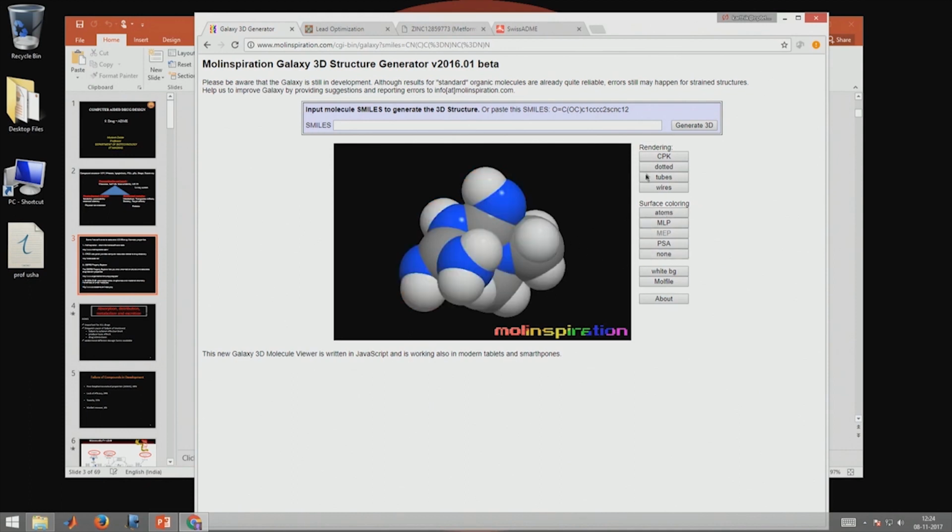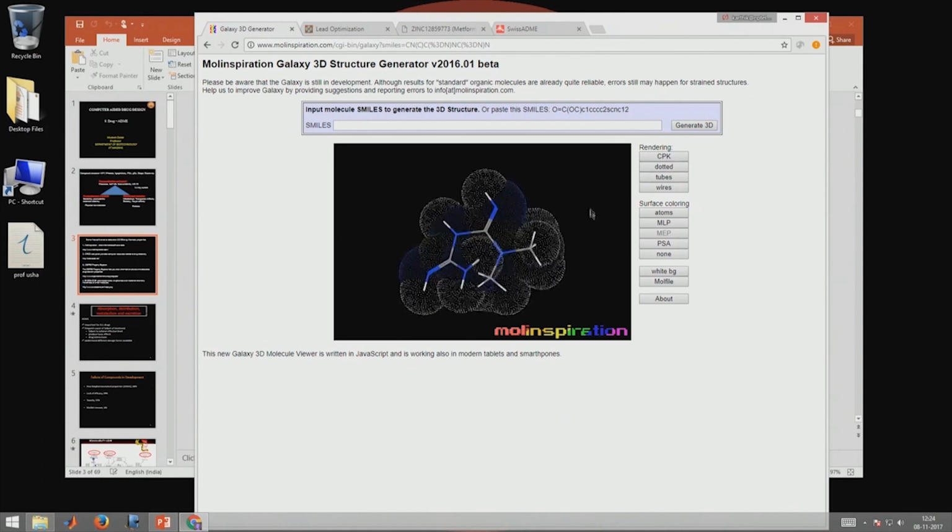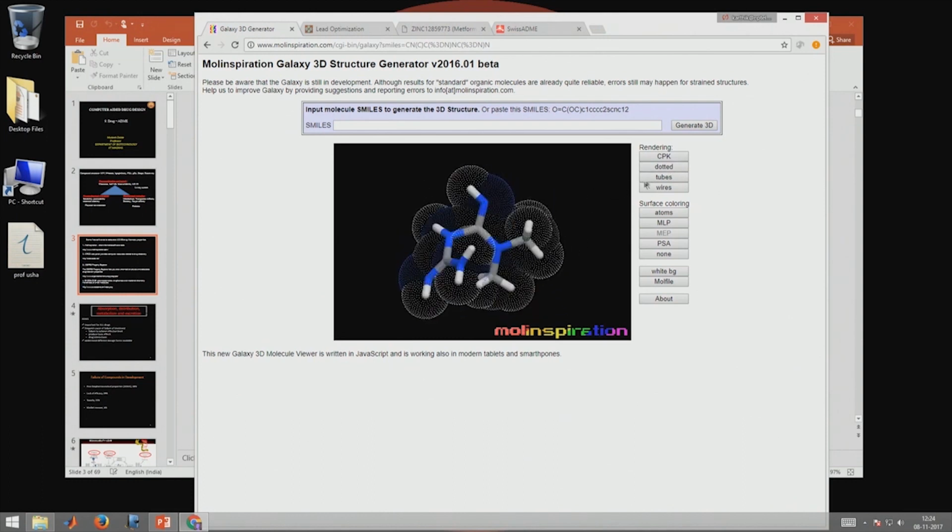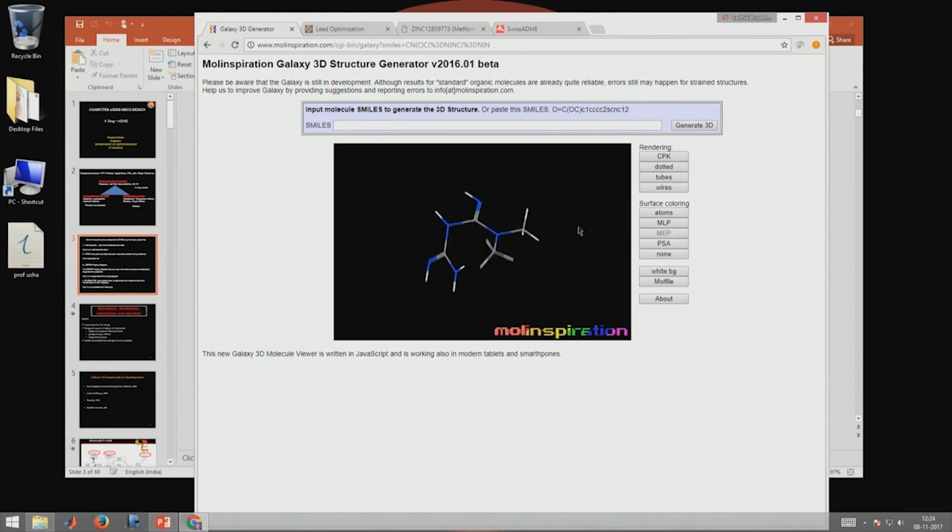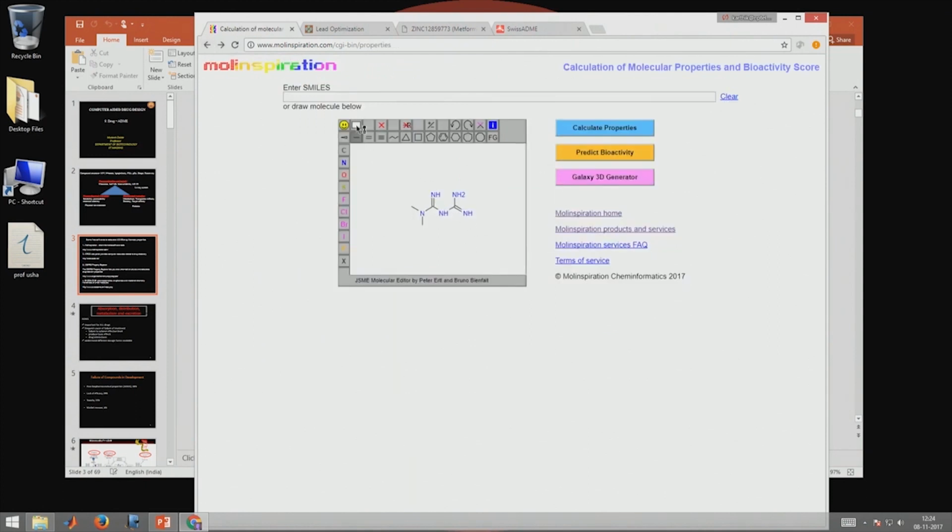Okay, then we can put it in a dotted form, so it gives you a dotted form, or it could be in a tube form. So you can look at the molecule in the tube form. It can be wire form. This is the standard. Okay, so we can do all those things, or from the ZINC database we can copy, we can get properties, or we can draw a molecule of our interest.